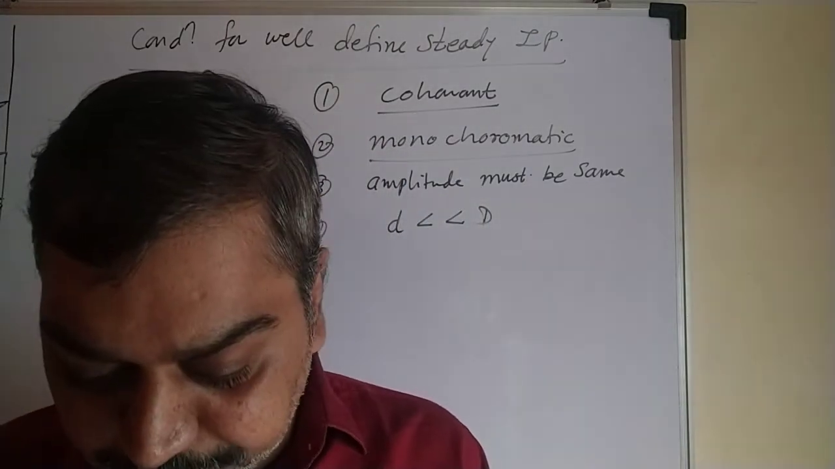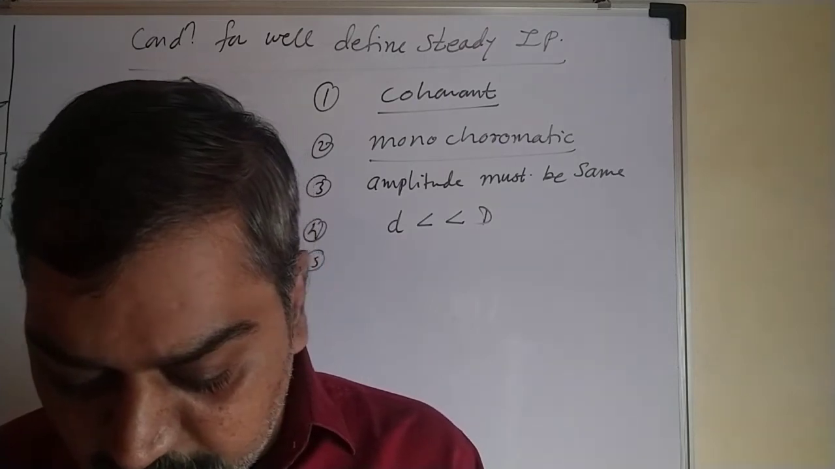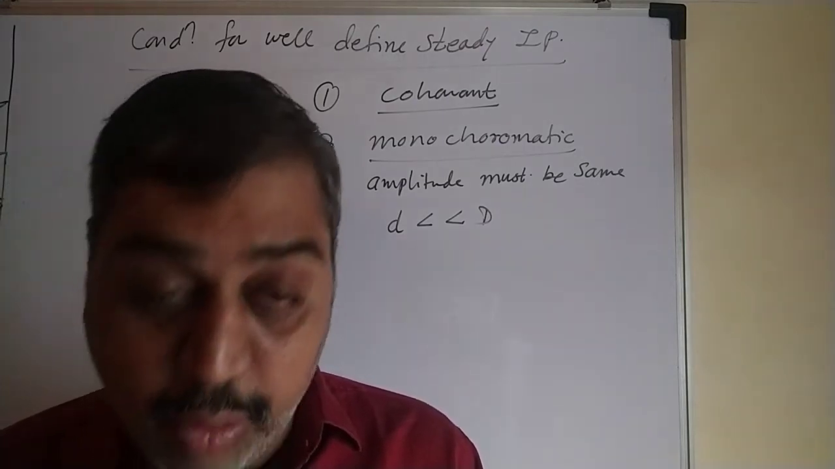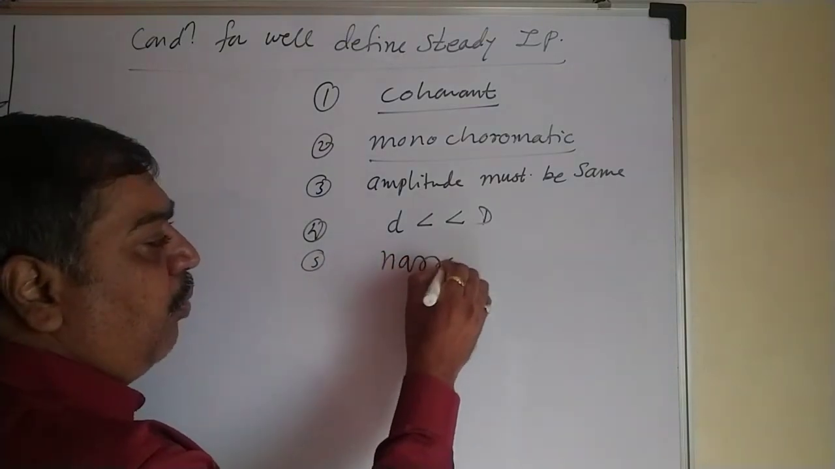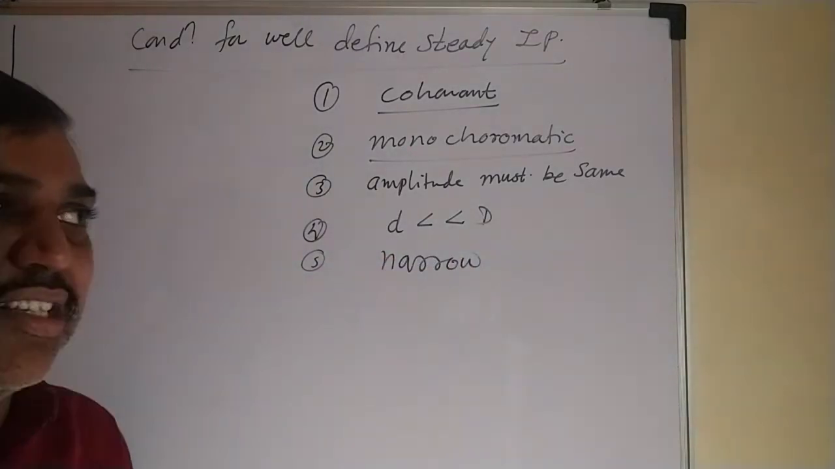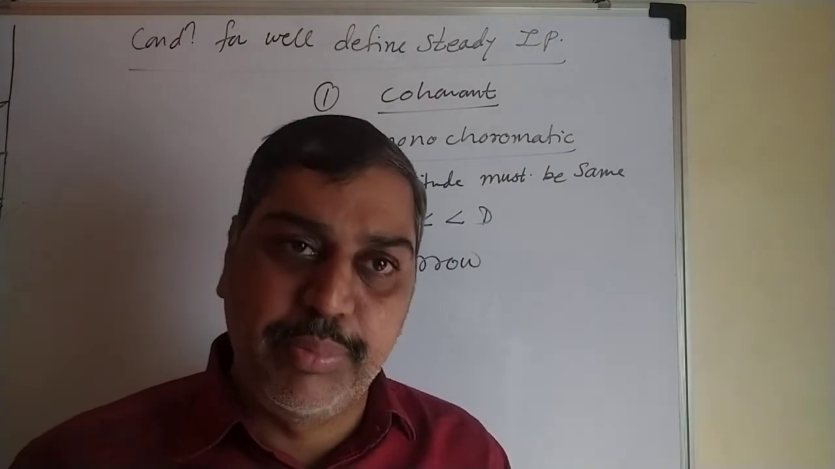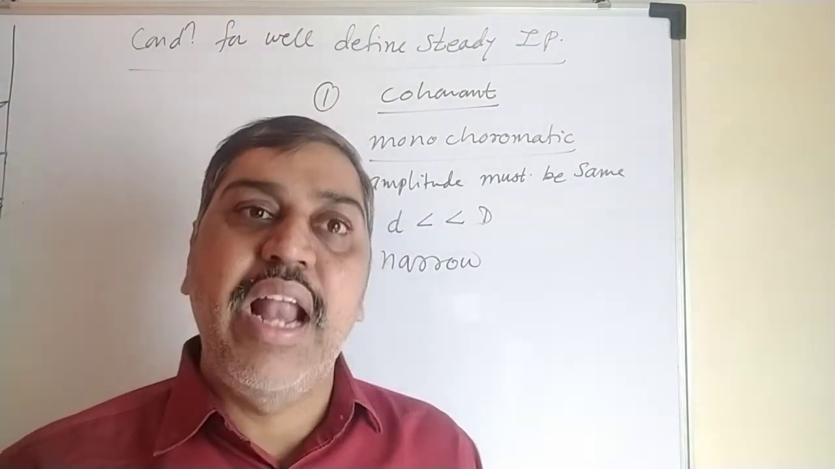What will occur? The two slits should be narrow. The next condition is that the two slits must be narrow. What does it mean? Narrow means the two slits should be as small as possible. And if the two slits are not narrow, what will occur?